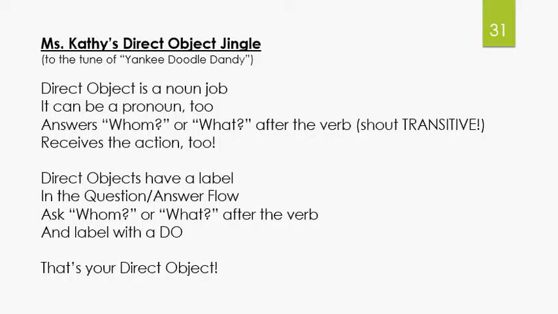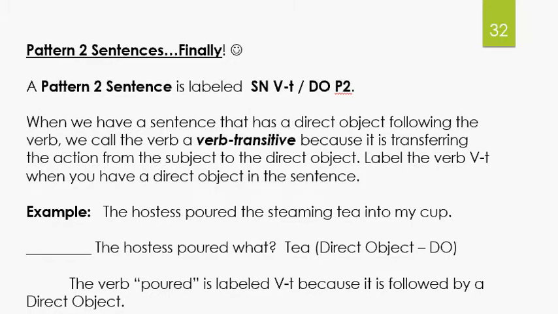That's your direct object. So a direct object is a noun job, a new noun job. You know, our noun jobs so far have been subject noun and object of a preposition. Now we have a new noun job. It can be a direct object. A Pattern 2 sentence is labeled subject noun, V-T, which stands for verb transitive, and D-O comes after that.